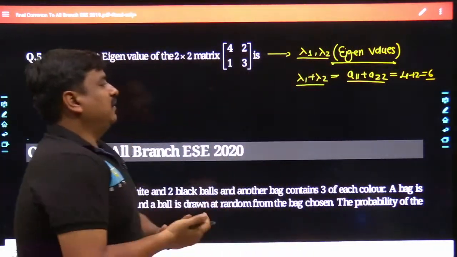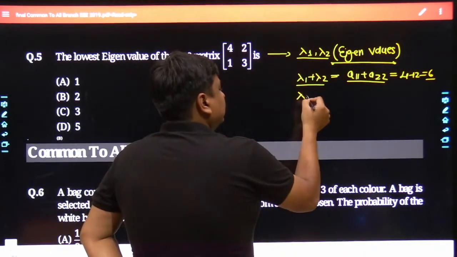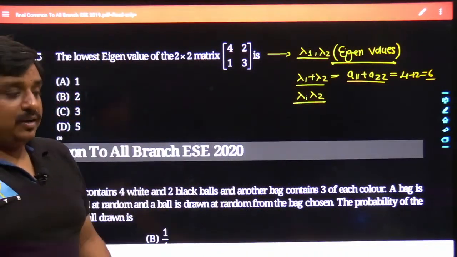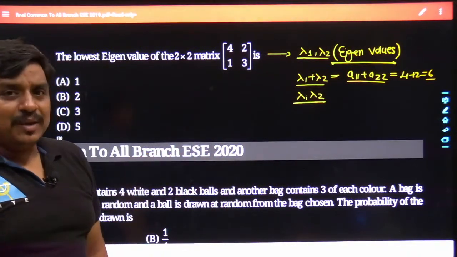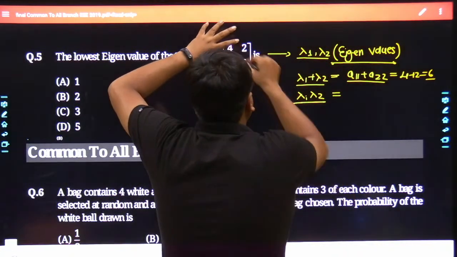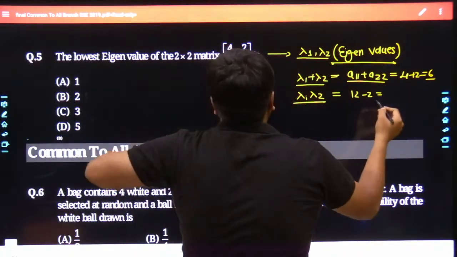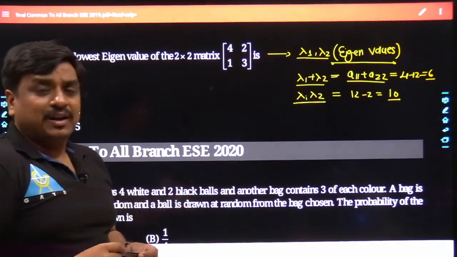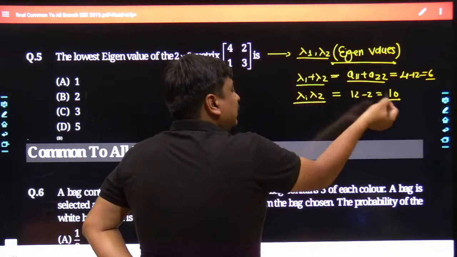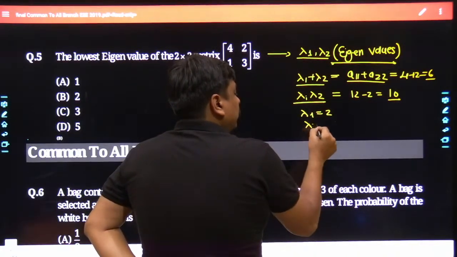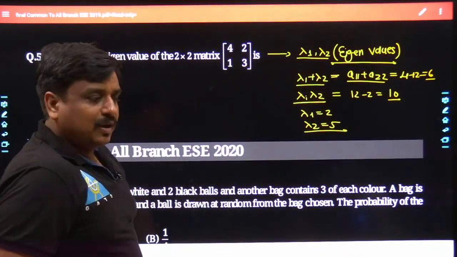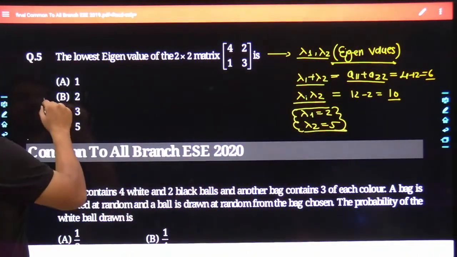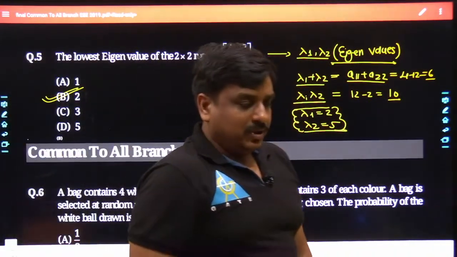Yes, once we are done with this, we can apply the second important relationship between the eigenvalues and the determinant of the corresponding square matrix. What is it? The multiplication of the eigenvalues is the same as the determinant of the corresponding matrix. So here it becomes 12 minus 2, and that becomes 10. With the help of hit and trial you can get the values of lambda 1 and lambda 2. The addition has to be 6 and their multiplication has to be 10. Obviously one would be 2, another would be 5. Agreed, my dear friends? So the least eigenvalue of this given square matrix, the answer is simply going to be B.